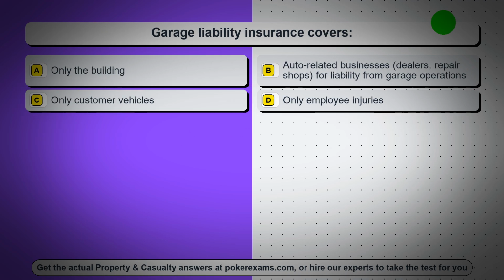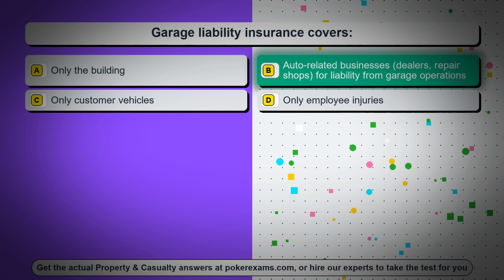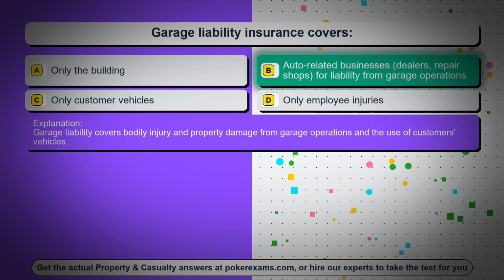Question 82. Garage liability insurance covers option A, only the building, option B, auto-related businesses, dealers, repair shops, for liability from garage operations, option C, only customer vehicles, option D, only employee injuries. The correct answer is option B, auto-related businesses, dealers, repair shops, for liability from garage operations. Garage liability covers bodily injury and property damage from garage operations and the use of customers' vehicles.